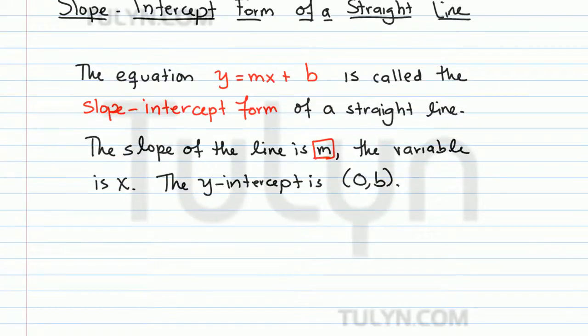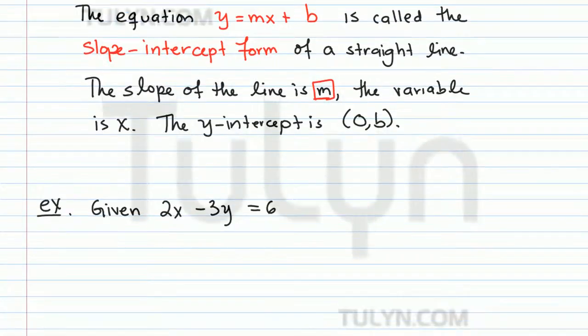The slope-intercept form gives us a lot of information about our line, and it's useful to be able to put different looking equations into slope-intercept form, linear equations, that is. So let's say given 2x minus 3y equals 6.